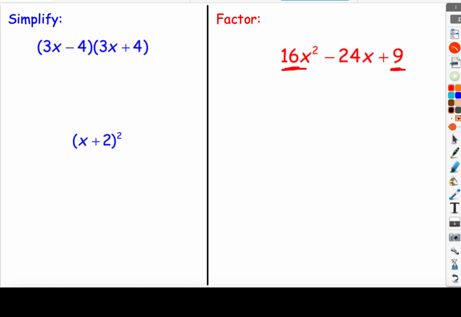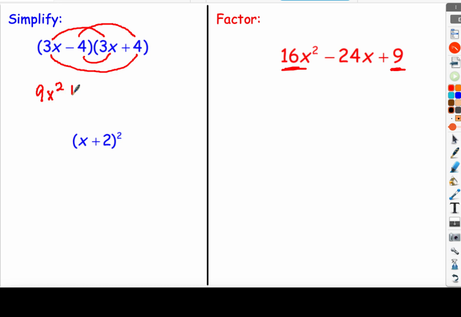Now, perfect squares are something in math that we can take advantage of. And the reason I point those out is to take a look at a couple of patterns over here at the left. We've got a 3x minus 4 and a 3x plus 4. If I FOIL this together, the first and the last and the outside and the inside, the first is going to be 3x times 3x, or 9x squared, because we're multiplying the same number times itself. Again, we get that 9, that perfect square.